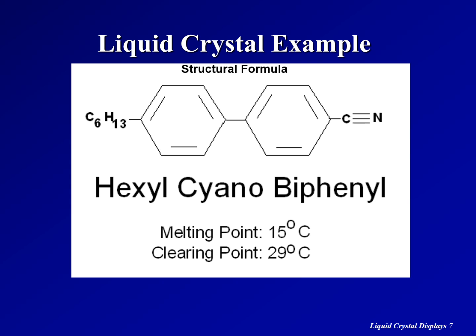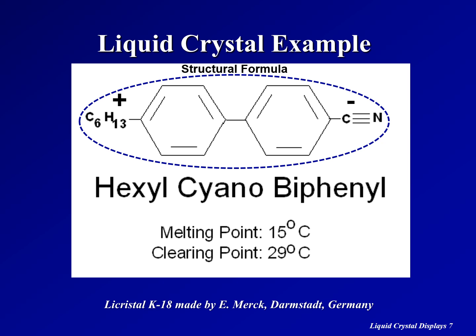This diagram shows the structural formula of a liquid crystal molecule. This compound is called hexyl cyanobiphenyl and it exhibits the liquid crystalline state over a narrow temperature range from 15 degrees Celsius to 29 degrees Celsius. Note that the shape of the molecule is similar to an ellipsoid. The carbon-nitrogen group on the right end is called electronegative, meaning it draws electrons from other parts of the molecule. This gives the molecule its dipolar nature, with the negative end on the right and the positive end on the left.